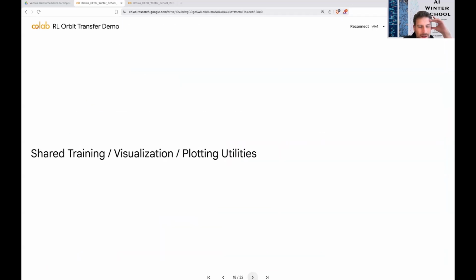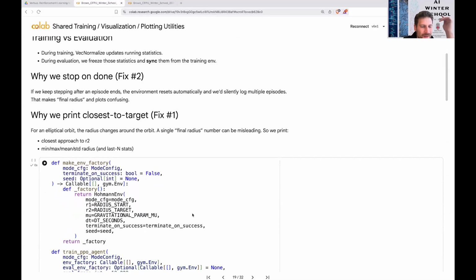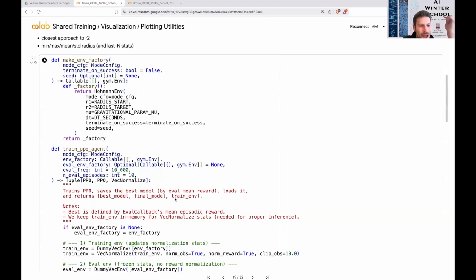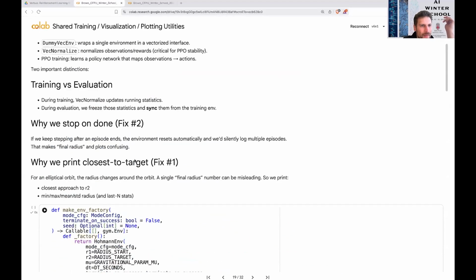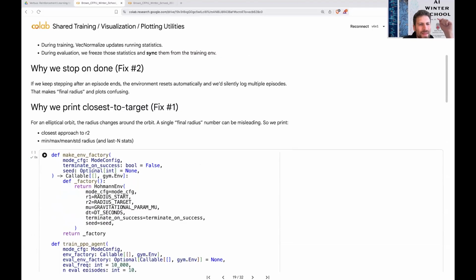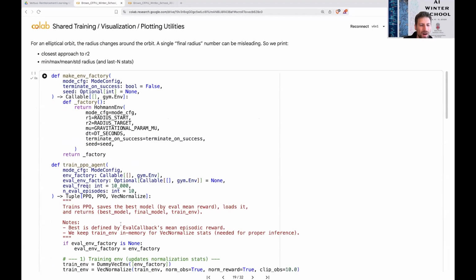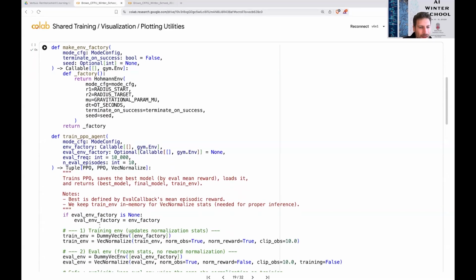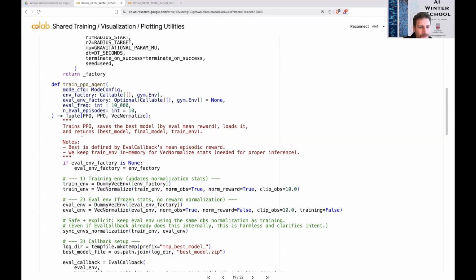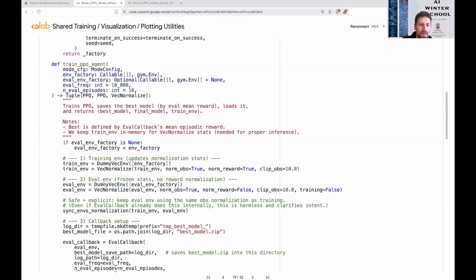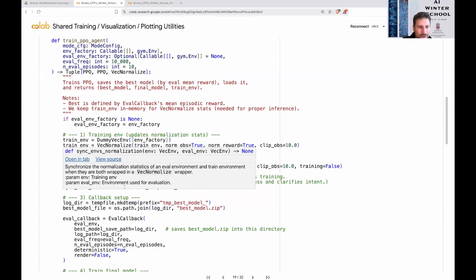So given this, we then have some additional shared training and plotting utilities. I think this can be interesting to look at a little bit, but basically, this is the shared training utilities using our library, or off-the-shelf library for the PPO policy learning. And then also there's some off-the-shelf normalization that we do. So we use some standard libraries for that.